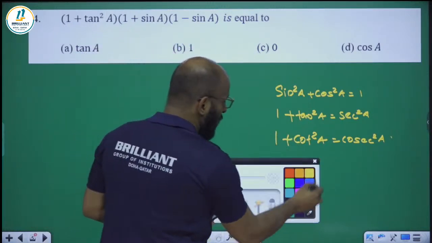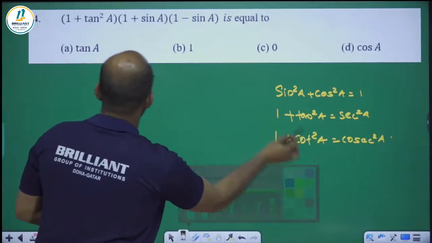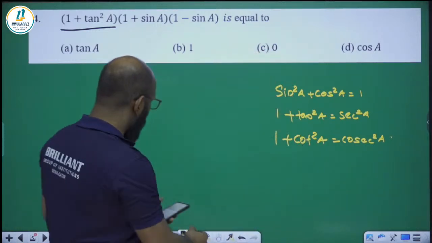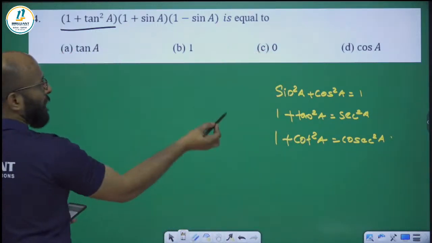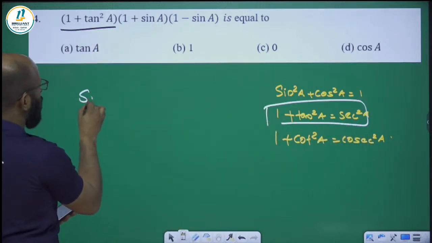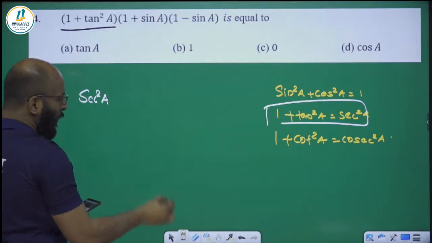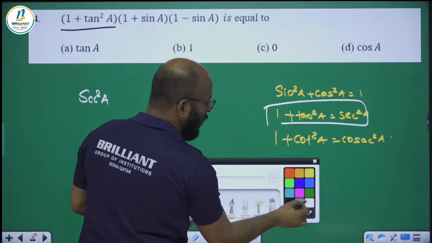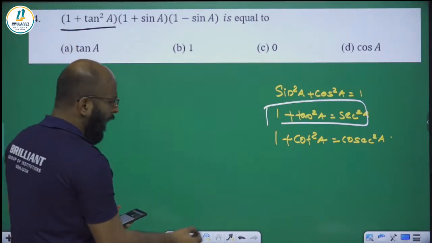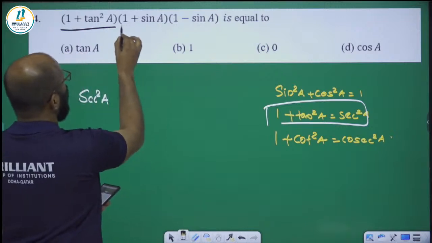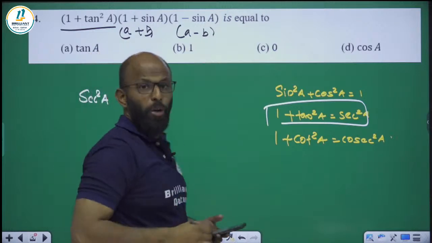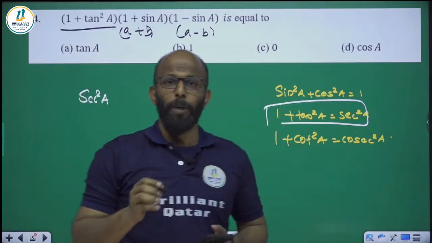The given expression has 1 plus tan square A, and we know that 1 plus tan square A is equal to sec square A. Now look at the second and third expressions, that is 1 plus sine A into 1 minus sine A. Have you seen this kind of expression anywhere? We can write this as (a plus b) into (a minus b). So what is (a plus b) into (a minus b)?